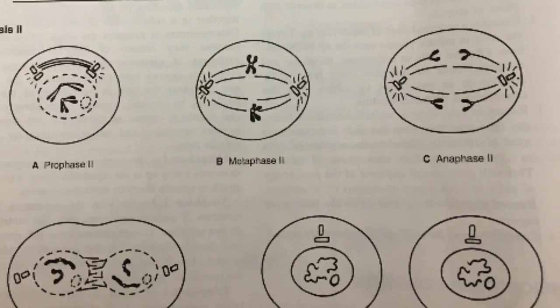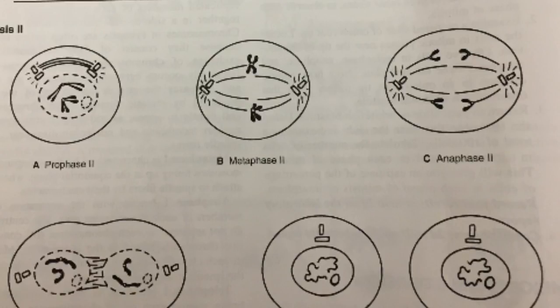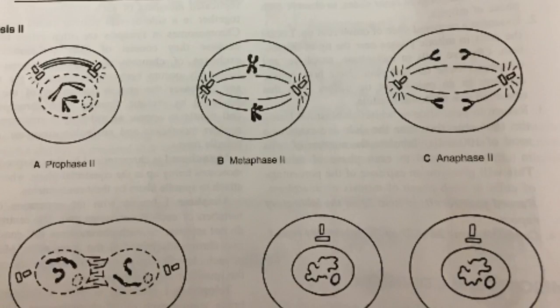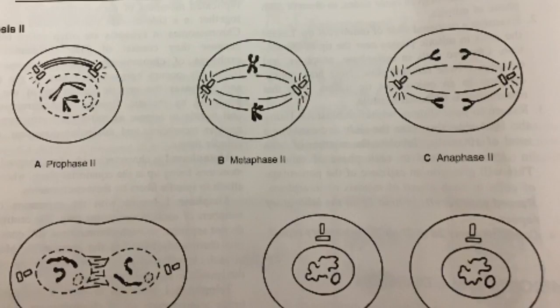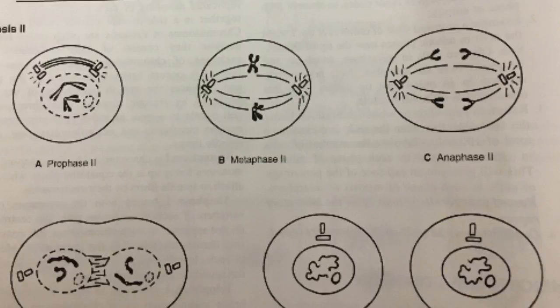Because each cell entering meiosis 2 forms two daughter cells, a total of 4 haploid cells are produced from the original diploid parent cell during meiosis. Thus, meiotic cell division may be summarized as one cell, which replicates into 2, which then creates 4 daughter cells.